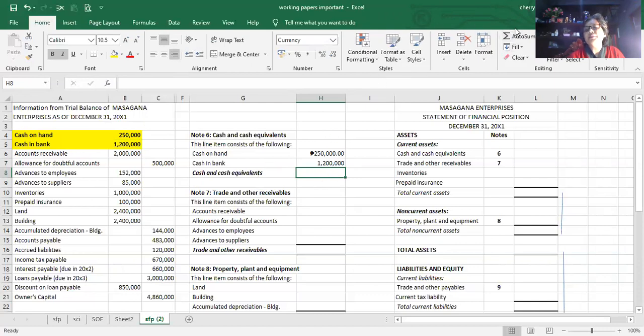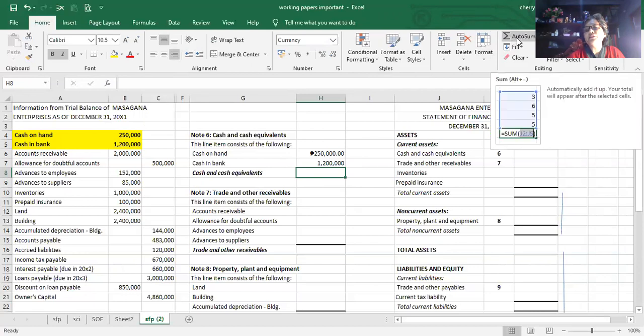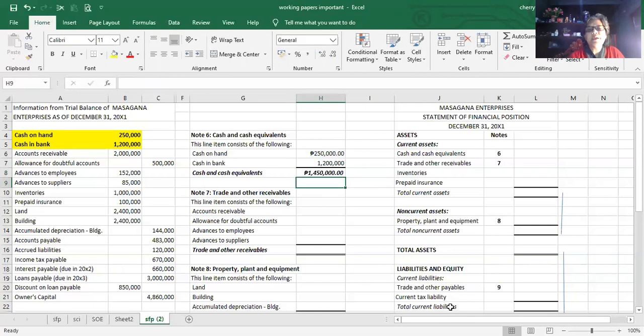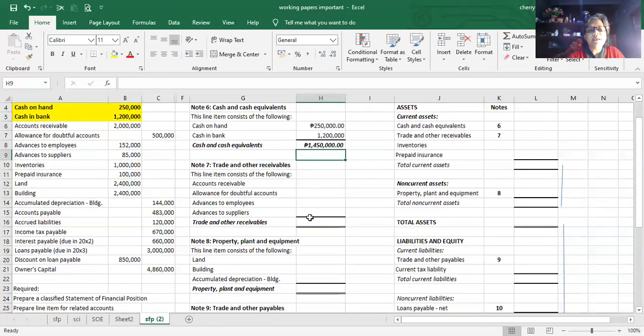So use the formula or the automatic summation, click, and then you are adding the 250,000 and 1,200,000. Look at this. Enter. So we have 1,450,000. Next is note 7, the trade and other receivables.